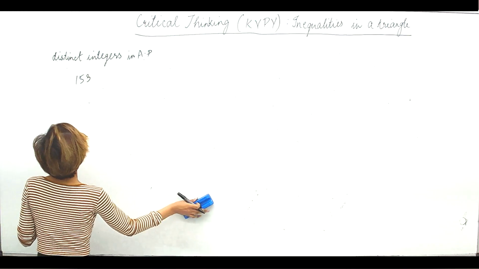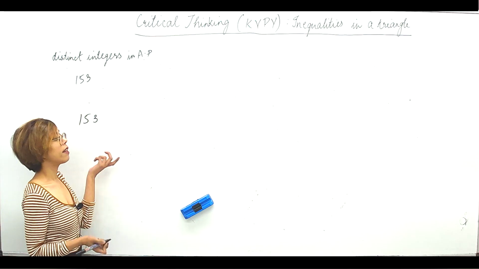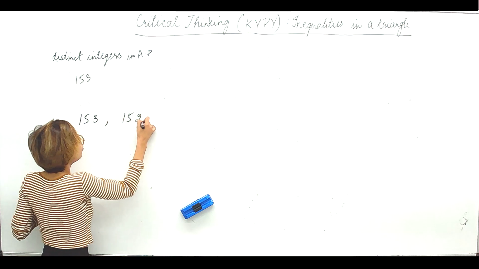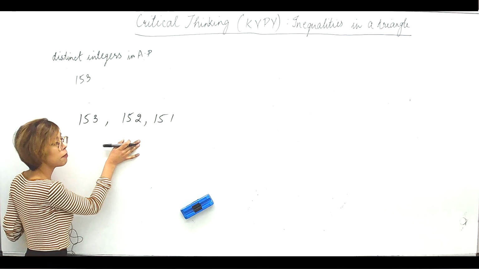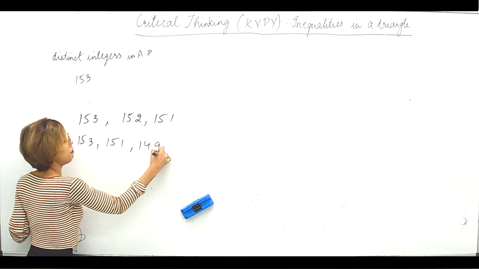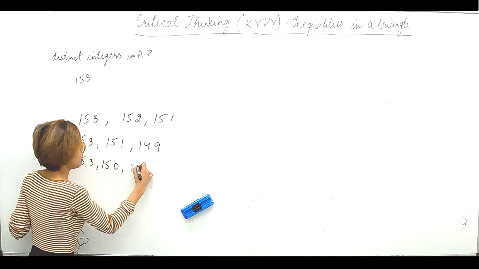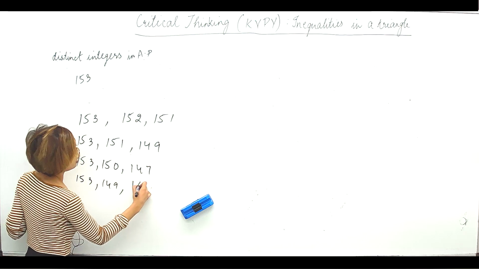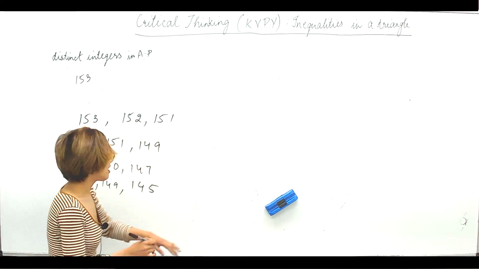Now the longest side is 153. Now I have to take them in AP, so let's start with the common difference. It might be 1. So the first triangle is 153, 152, and 151. First triplet done. Second, common difference can be 2. So 153, 151, and 149. Common difference 3: 153, 150, 147. Then 153, 149, 145. Yeah, and so on.